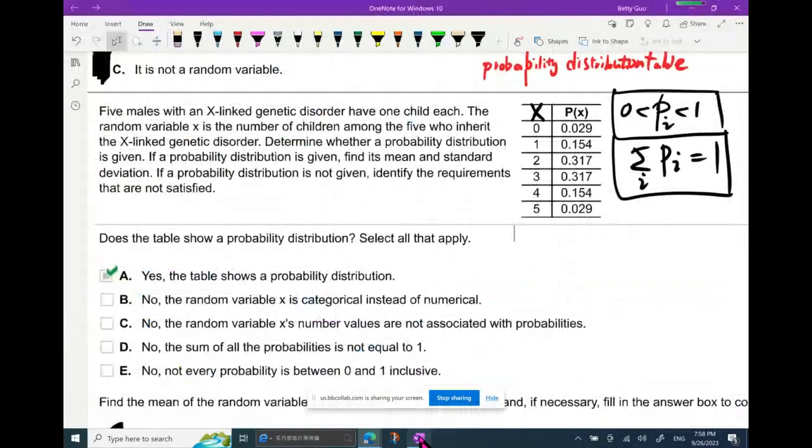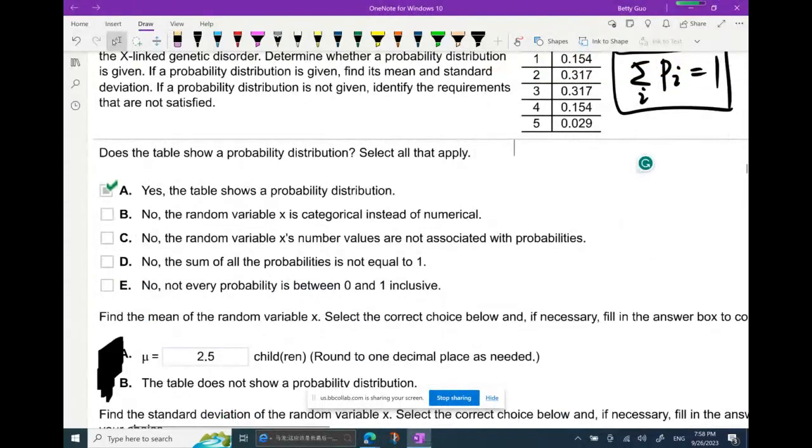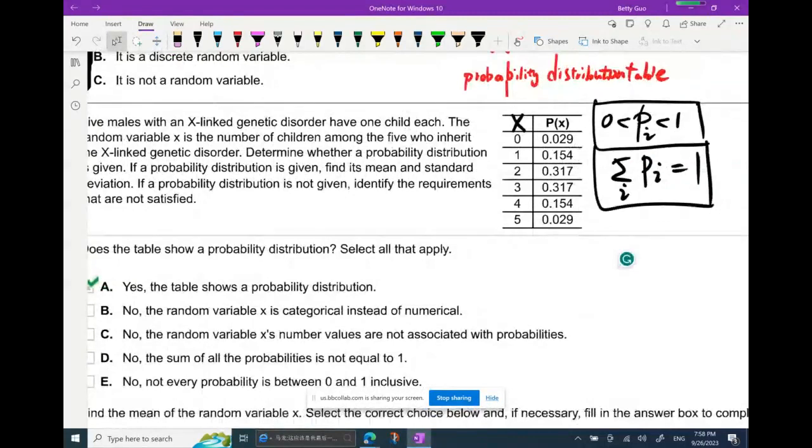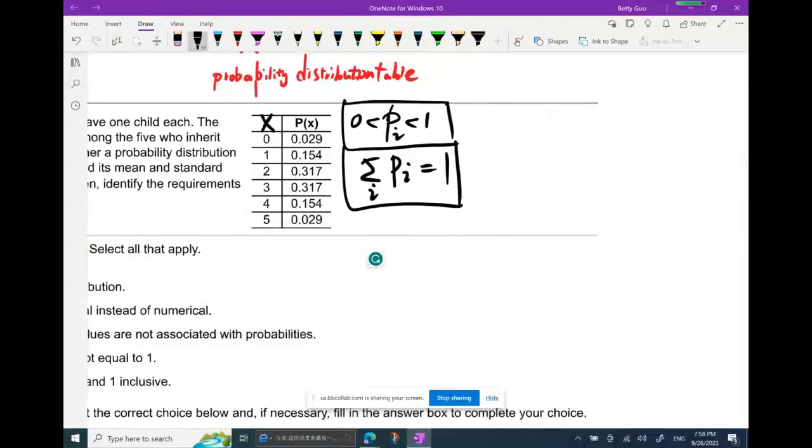And part B, find the mean and standard deviation. Let me firstly show you how we find the mean manually and how we find the standard deviation manually. Let me explain the process, and then I will show you how to do that using the calculator, okay? To find the mean, mu.